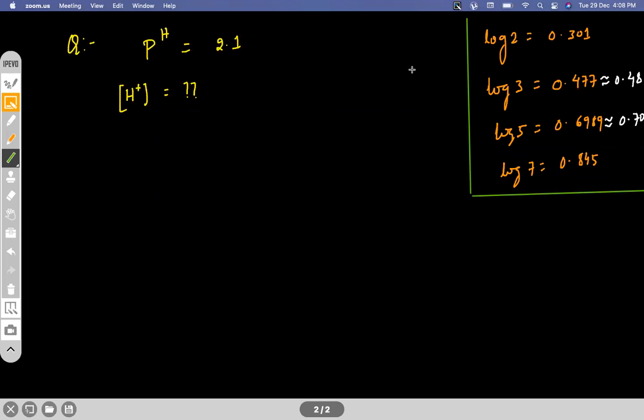Now based on this, how can we get the value of H plus? You see, we have this pH value 2.1, which we can write as 3 minus 0.9. 3 minus 0.9, 0.9 we can write as, just a second.